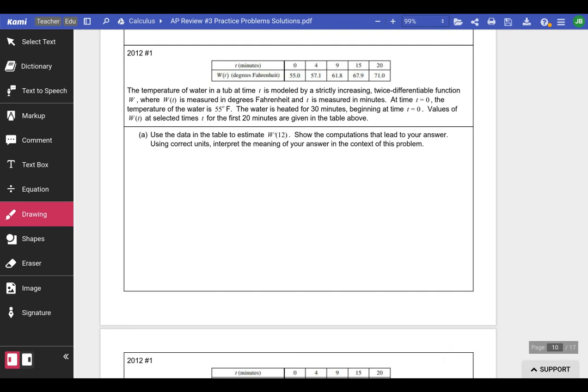We know it's a strictly increasing twice differentiable function. We know the initial temperature of the water is 55 degrees. And they're giving us data for the first 20 minutes of time. So our first question says to use the data in the table to estimate W prime of 12.